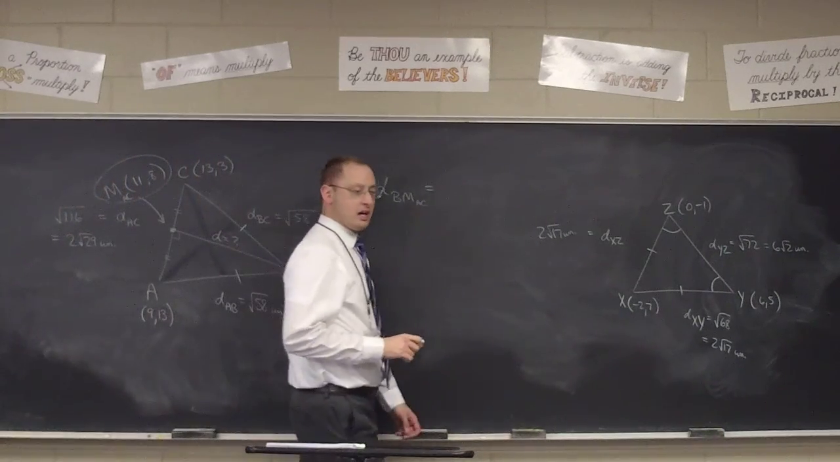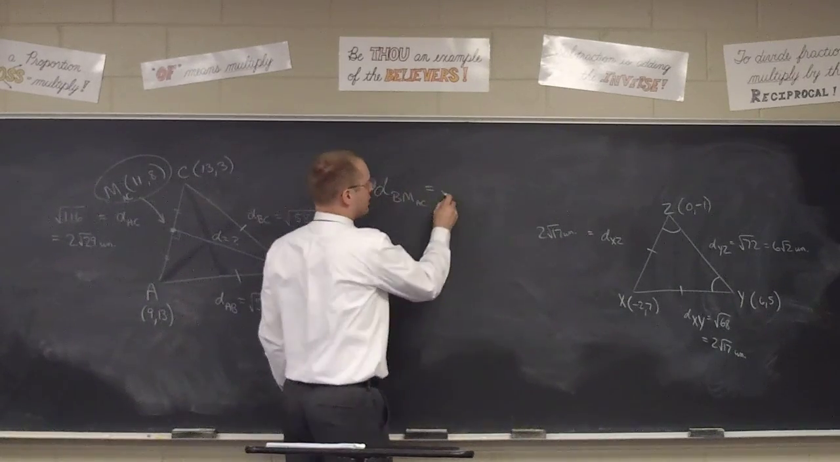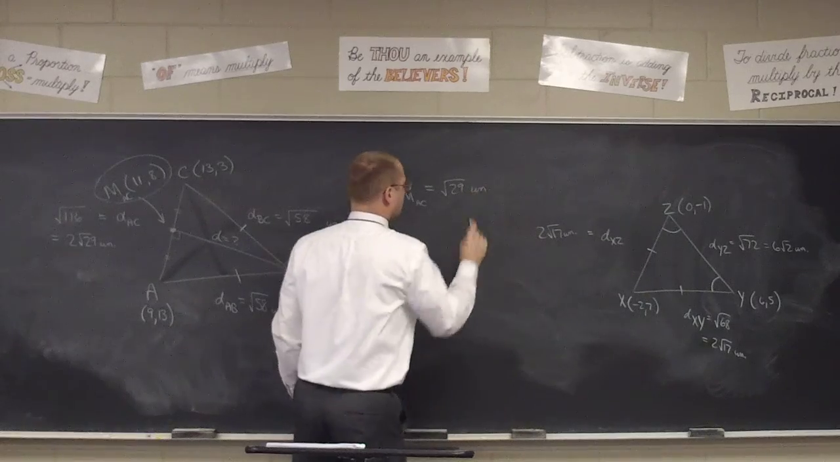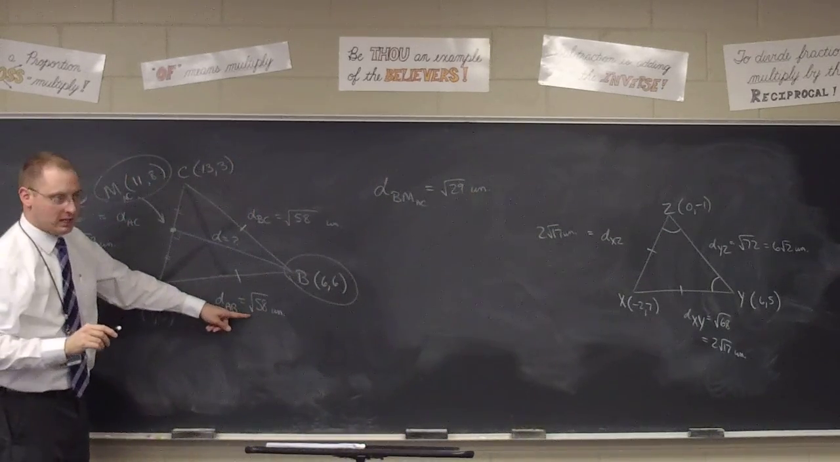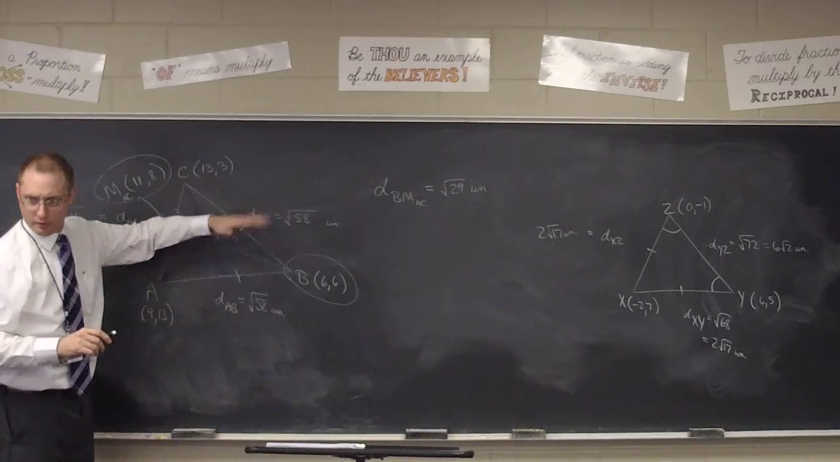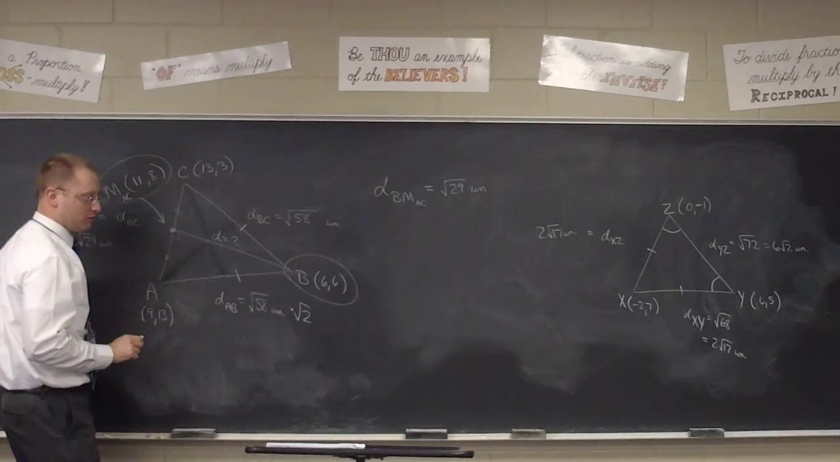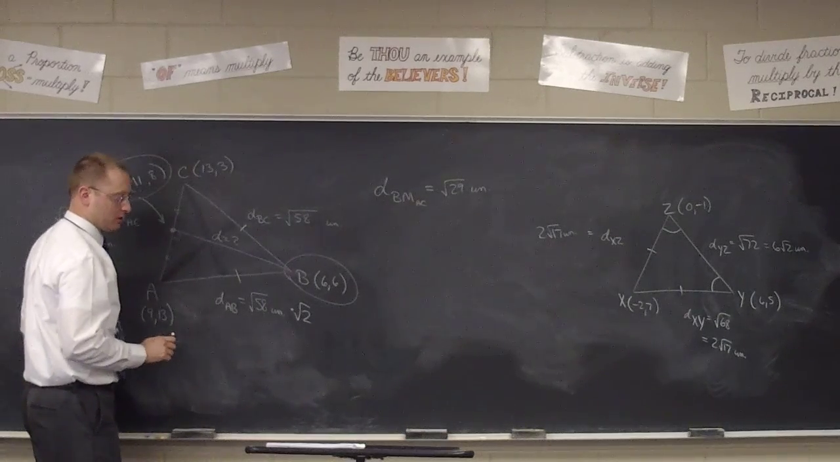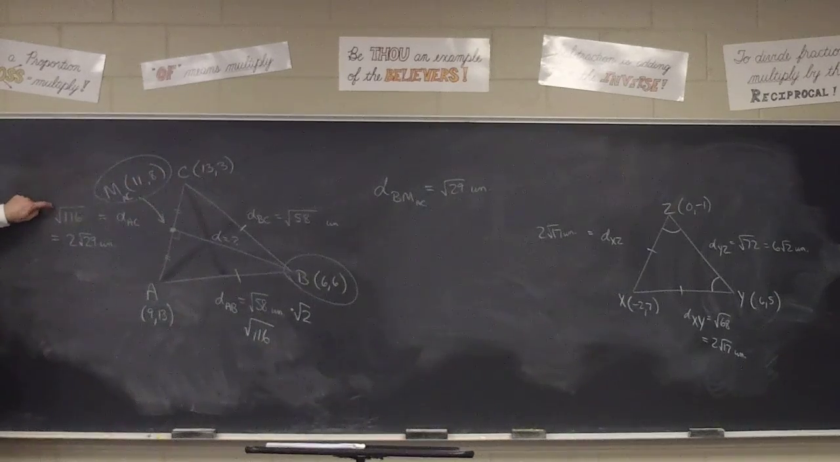Interesting. And what do we get? Square root of 29 units. Now, something that's really interesting. If you were to take the square root of 58, either of them, right? And we were to multiply that by the square root of 2, what would it give you? Square root of 116.